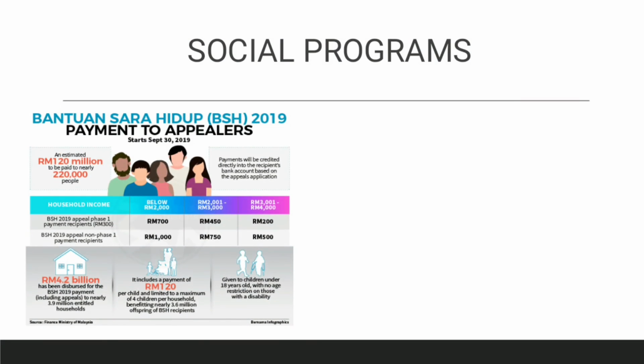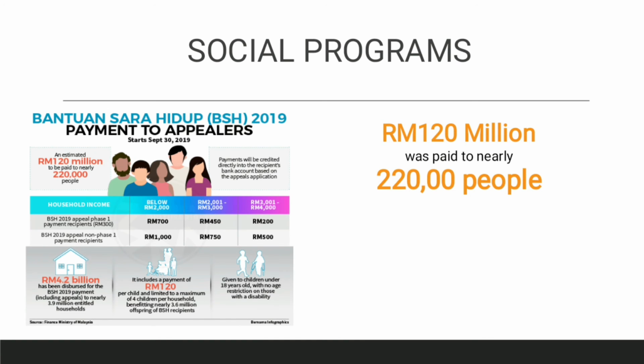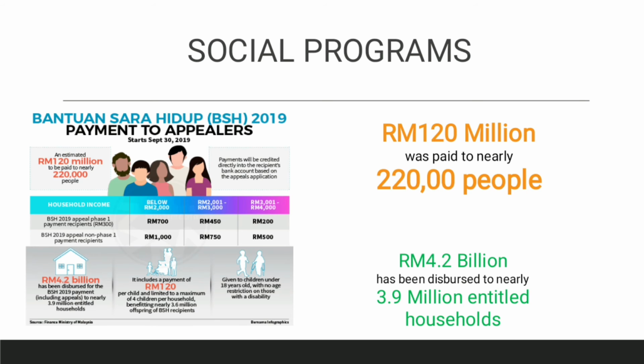Social programs such as Bantuan Sara Hidup, BSH, payment to recipients, where an estimated 120 million was paid to nearly 200 people, and about 4.2 billion has been disbursed to nearly 3 million entitled householders, in categories such as B40, where people received 700 to 1,000, and for M40, people who earn between 2,000 to 3,000, got 450 to 750, and the T20 group got 200 to 500 ringgit, and it includes the payment of 120 ringgit for children under 18 years old, with no age restrictions on those with a disability.